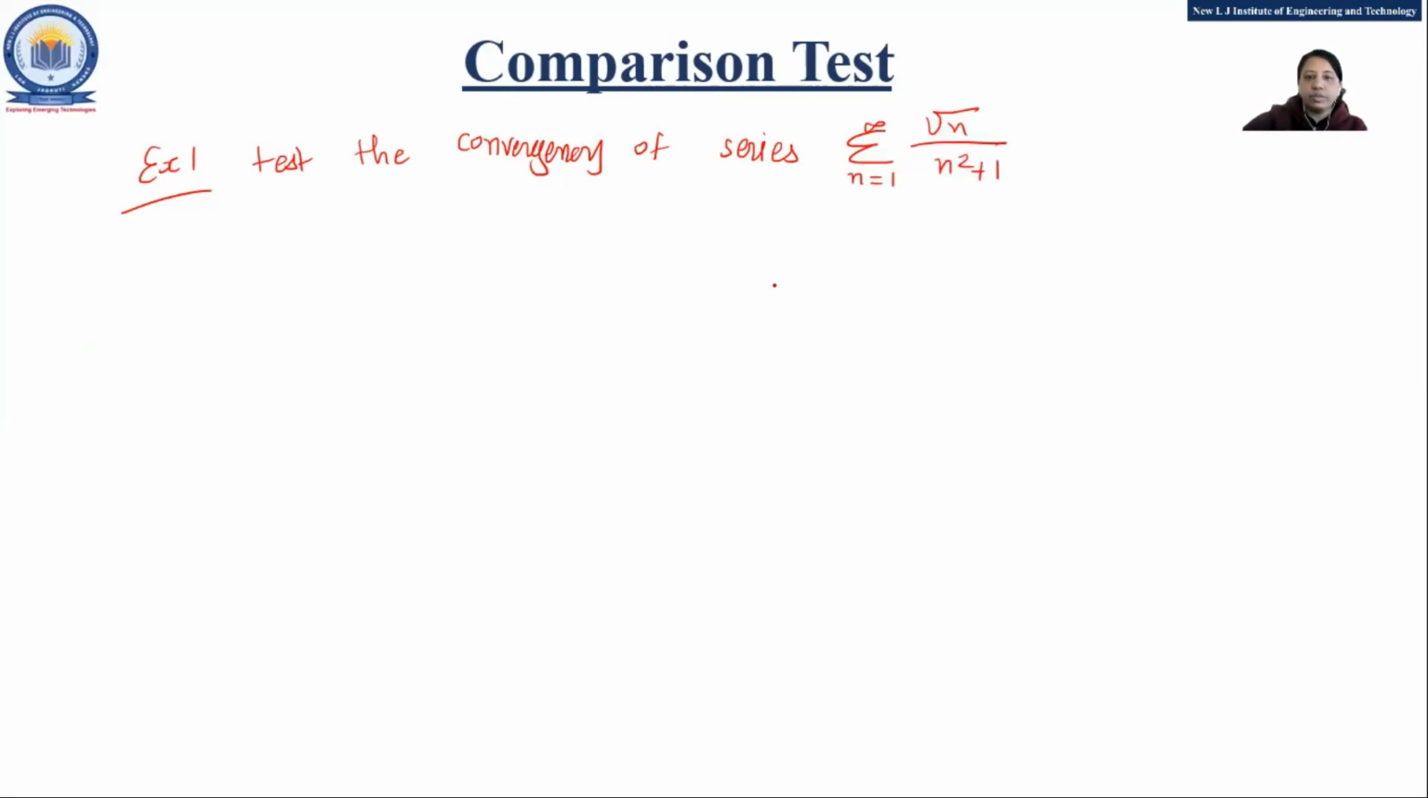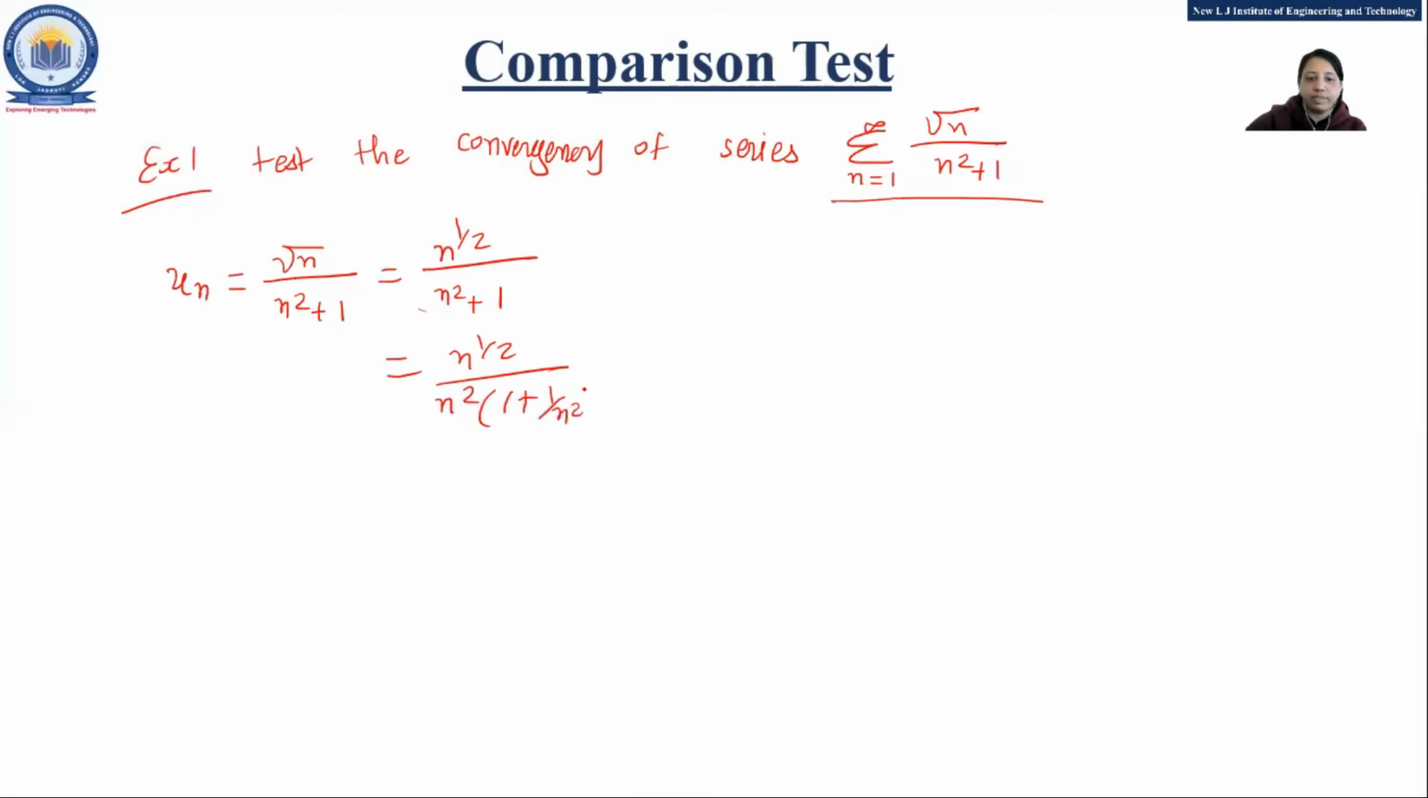So this is the nth term. We can write un equal to root n upon n square plus 1. This can be rewritten as n raised to 1 by 2 upon n square plus 1. Now we take n square common from the denominator, so we will have 1 upon 1 plus n square.